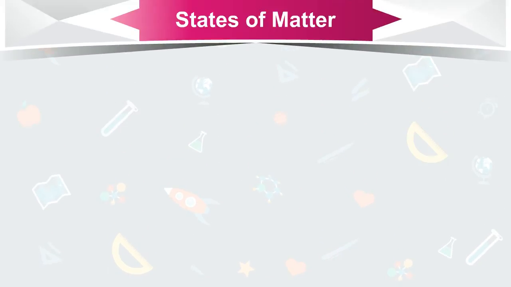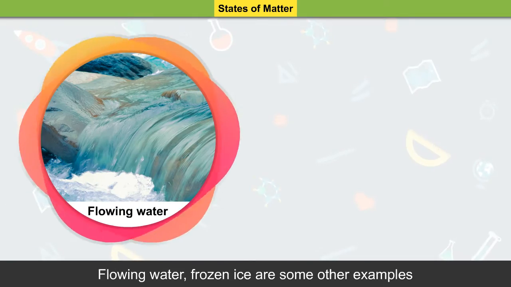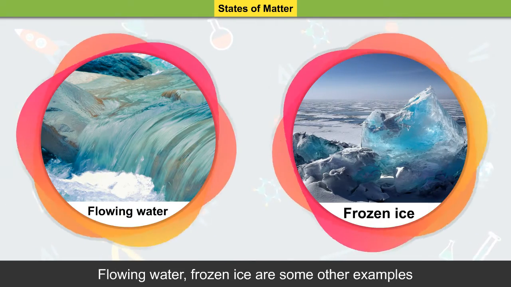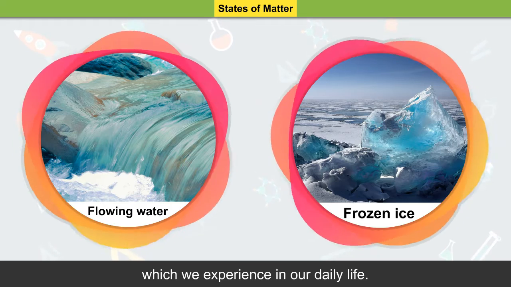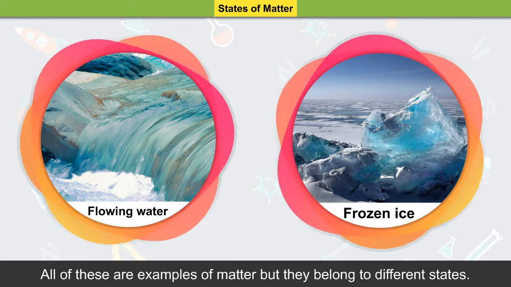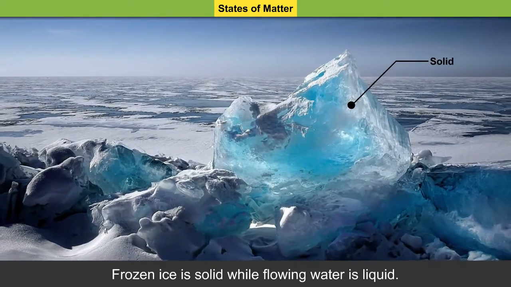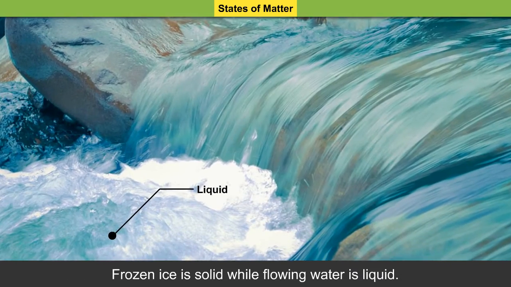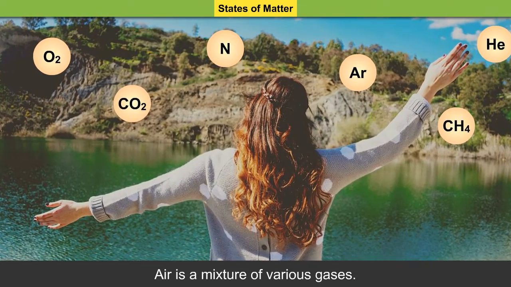States of matter. Everywhere you can feel the presence of air. Flowing water, frozen ice are some other examples which we experience in our daily life. All of these are examples of matter, but they belong to different states. Frozen ice is solid, while flowing water is liquid. Air is a mixture of various gases.